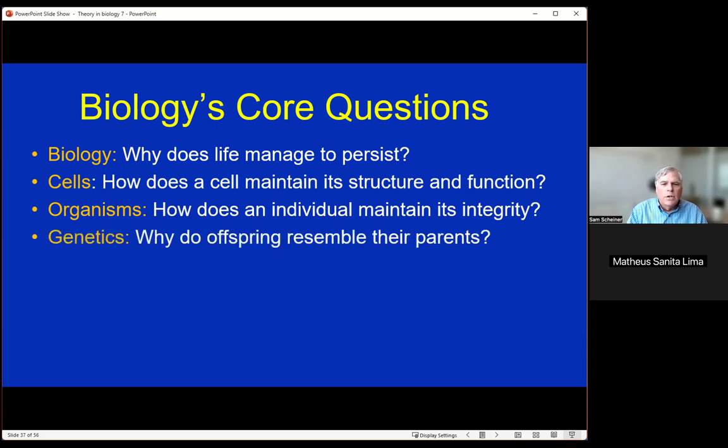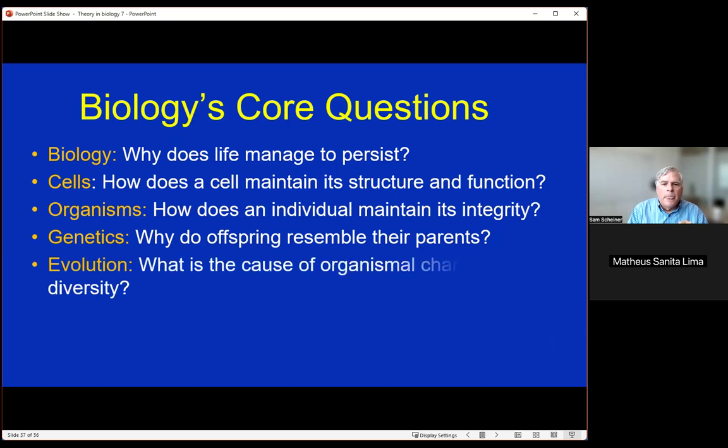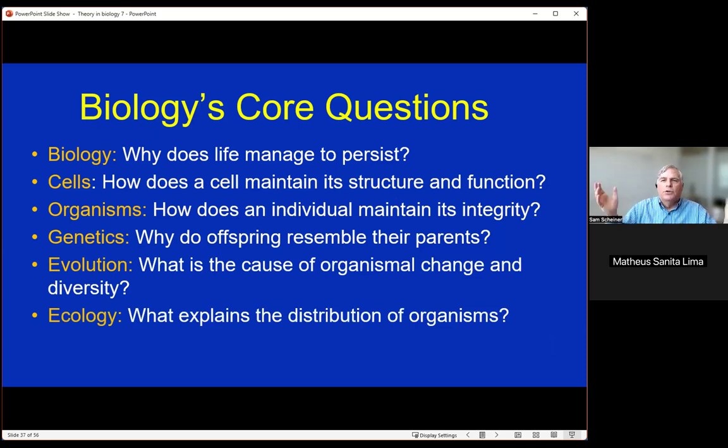Genetics is, the central question of genetics is, why do offspring resemble their parents? Ultimately, all the questions in genetics can be crystallized into that one. Evolution is, what is the cause of organismal change and diversity over time? And then ecology is what explains the distribution of organisms on the earth. So individuals within populations, within species, diversity at the community level and so forth. So there it is. There are biology's six core questions that form the heart of those six general theories.